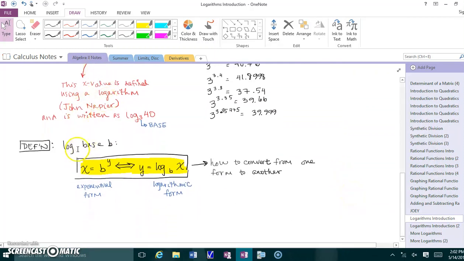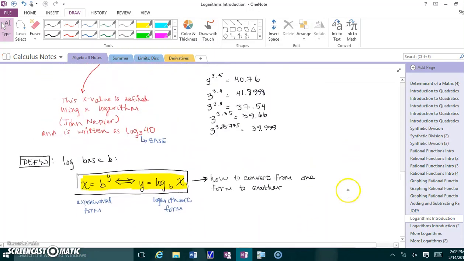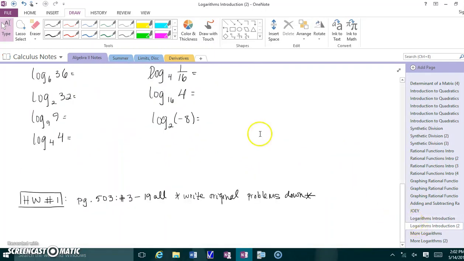So here's a definition you need to know. Log base b, which is right here. It's basically defined using exponential form. If you have x equals b to the y, that's equivalent to y equals log base b of x. So exponential form and logarithmic form. So again, you say y equals log base b of x. And this is what you're going to use to convert from one form to another. And that's the first thing that I'm going to have you practice. You have to be able to convert back and forth and be comfortable with logarithmic form.